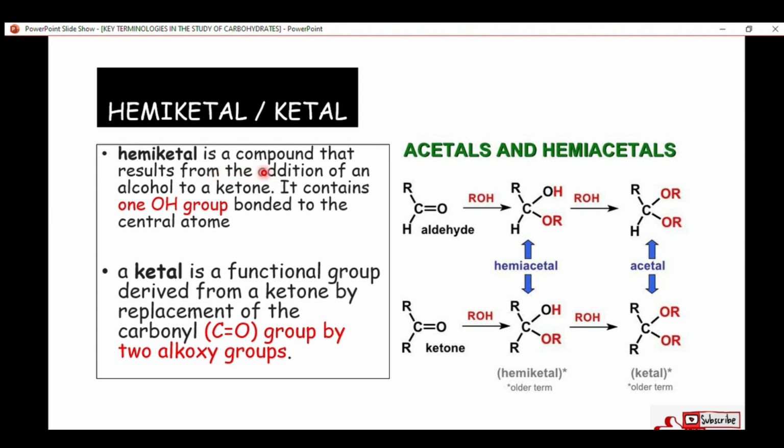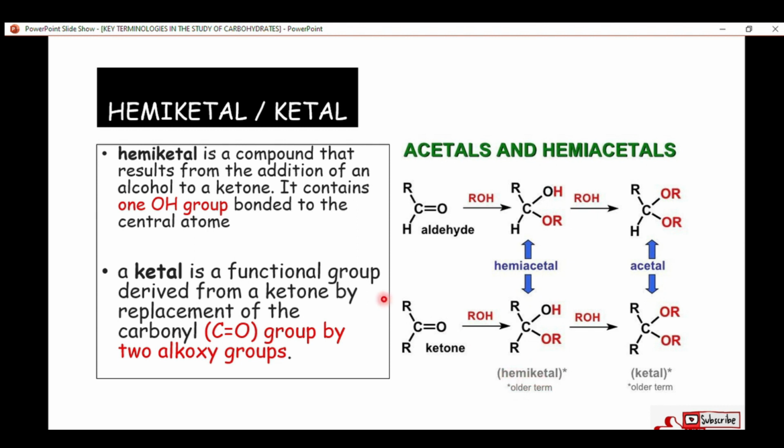So a hemiketal is a compound that results from the addition of an alcohol to a ketone. When we add this alcohol to the ketone, we are adding one OH group to the ketone functional group. Hemi means half, so we are adding only one hydroxy group to this ketone, and we get a hemiketal, as in the case of the aldehyde. When we add one hydroxy group to an aldehyde, we get a hemiacetal. In the case of a ketone, we get a hemiketal for the first reaction.